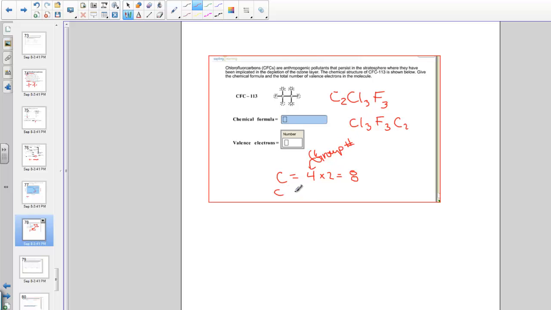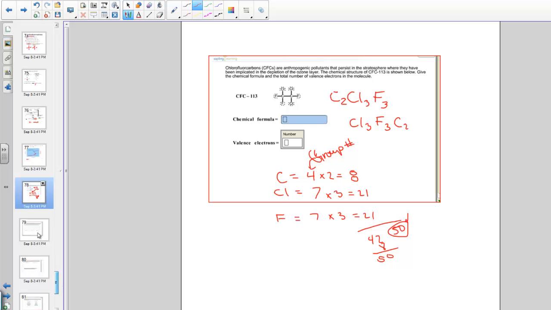Here's chlorine. Chlorine lives in group 7A. It would have 7 valence electrons, and I see 3 of them. That's a total of 21. And the same for the fluorine. It also lives in group 7A for a total of 21. So 21 and 21 is 42. 8 more is, carry my 1, that's 50 valence electrons. I could count all the dots, and each line represents a shared pair. I bet we get 50 in either direction.